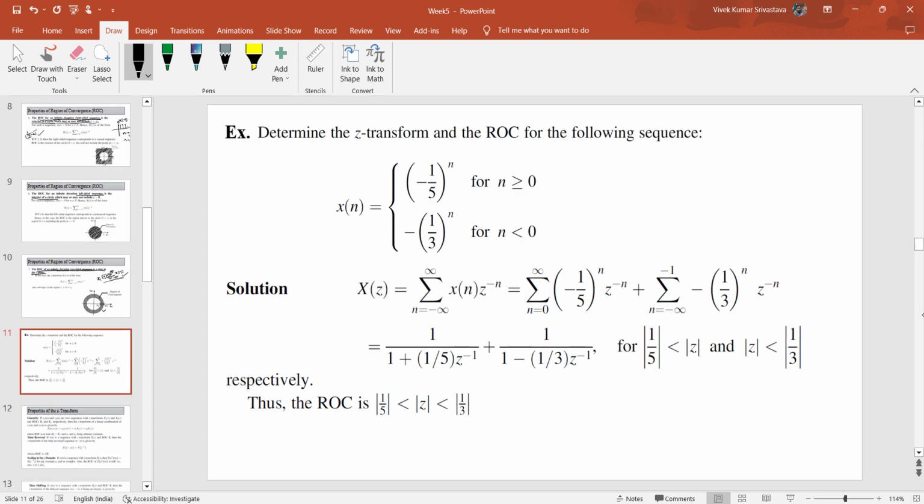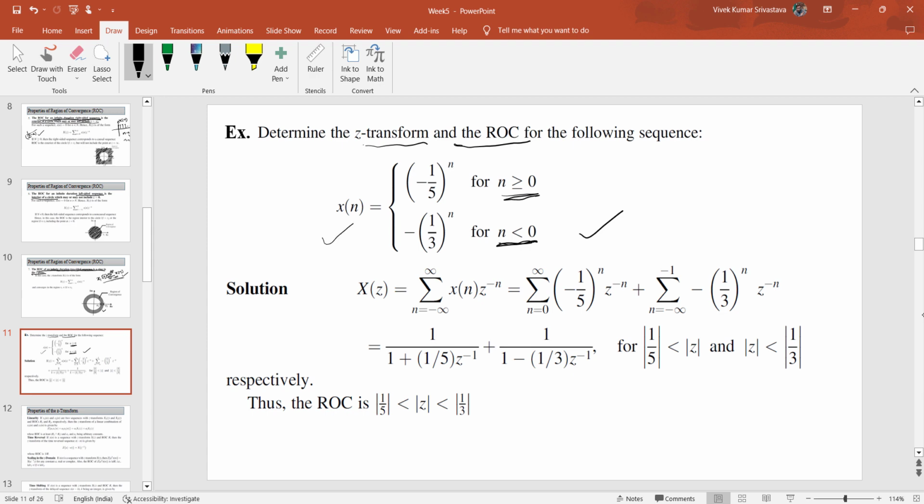This property we can easily understand by using an example. Here I will demonstrate how to evaluate the z transform of a signal, as well as how to plot the ROC. Let us say a signal is given to us, x of n equals, for positive values of n, minus 1 by 5 raised to the power n, whereas for negative values of n, x of n is minus 1 over 3 raised to the power n. We have to evaluate the z transform and plot the ROC of this signal.